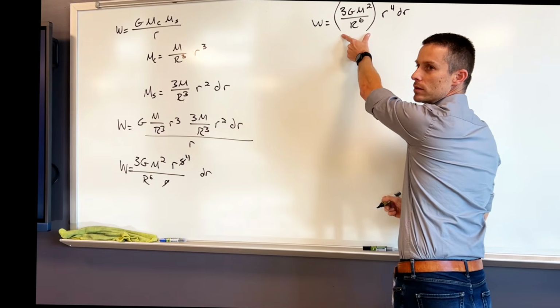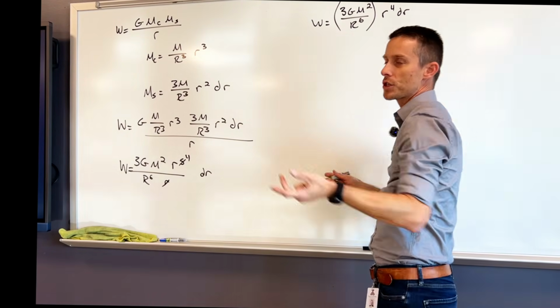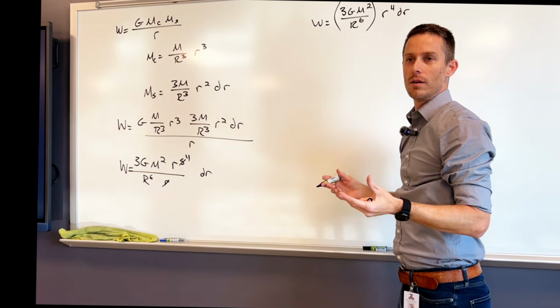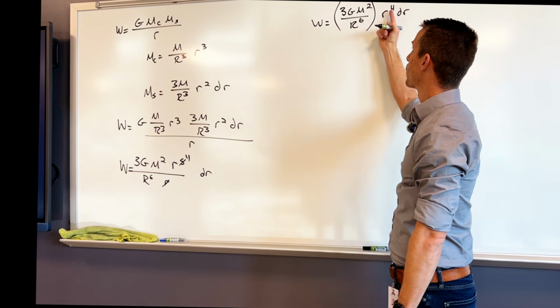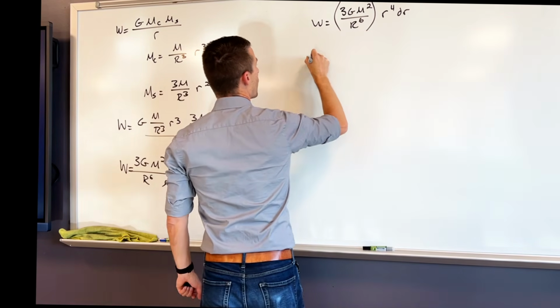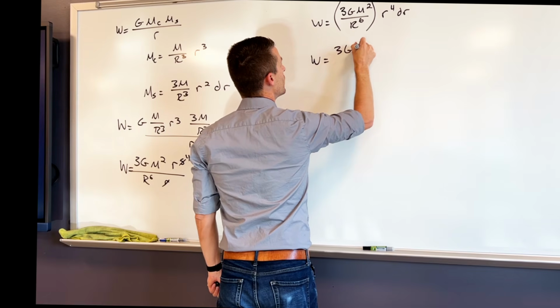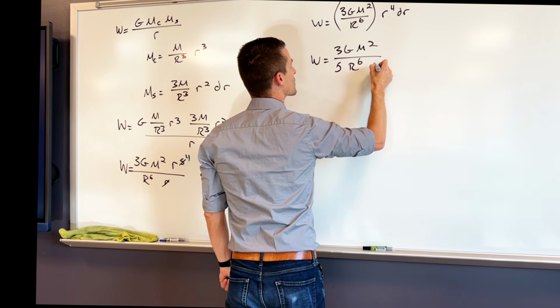All these are what? Constants. And you just got r to the 4th. So we're just integrating r to the 4th. We're going to bump this up by 1. 1/5 r to the 5th. Okay, so I got work is equal to 3G M squared over 5R to the 6th.